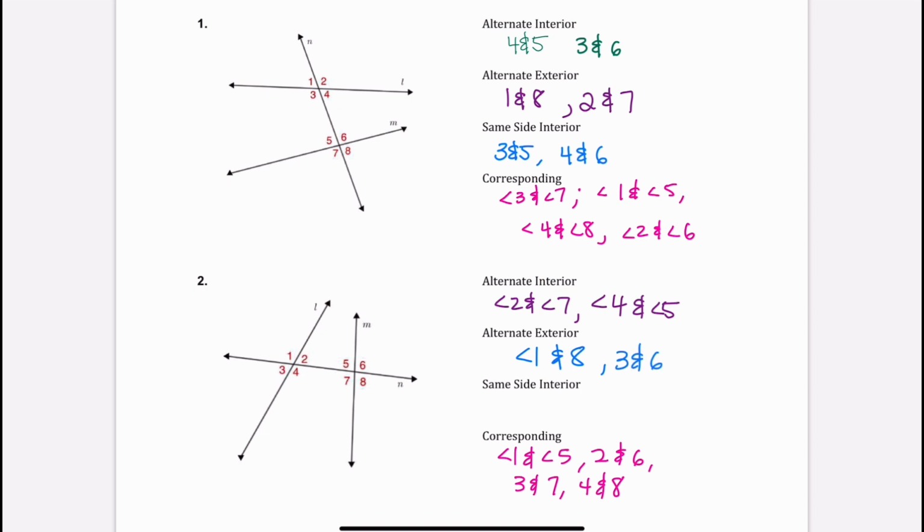Same side interior, we're looking on the interior of the two lines. The interior on the same side would be 2 and 5 or angles 4 and 7.